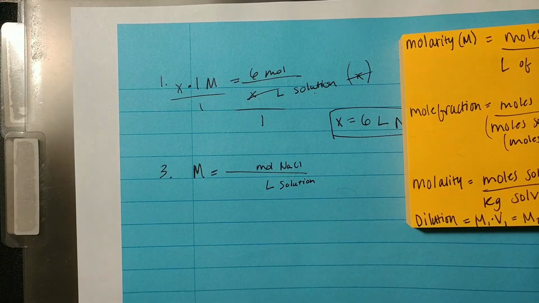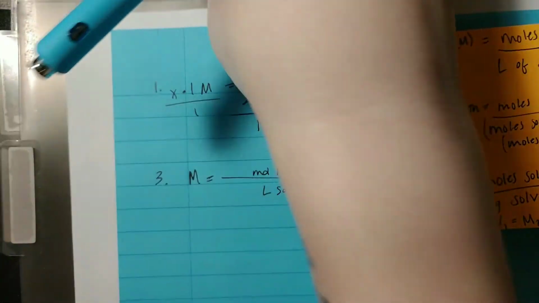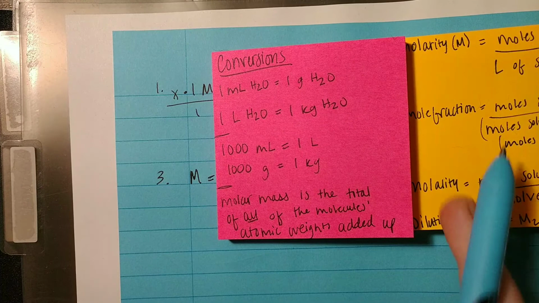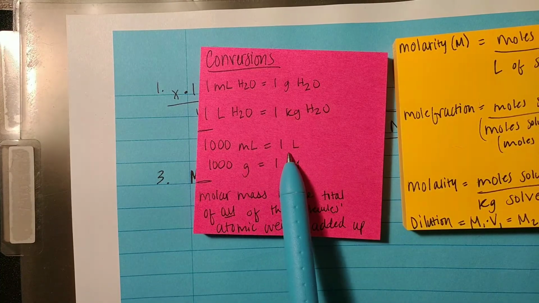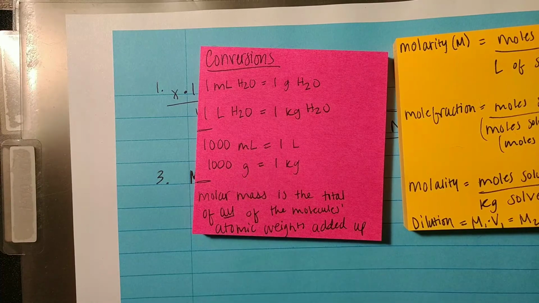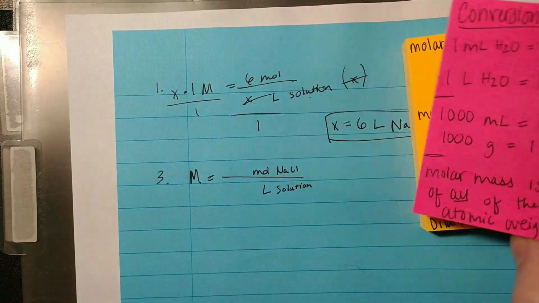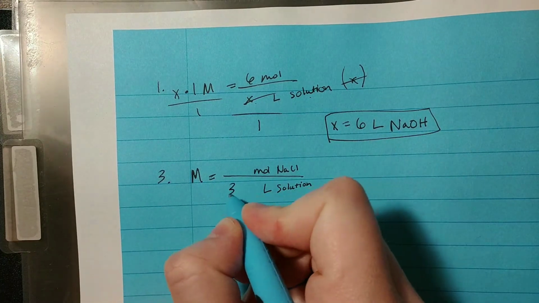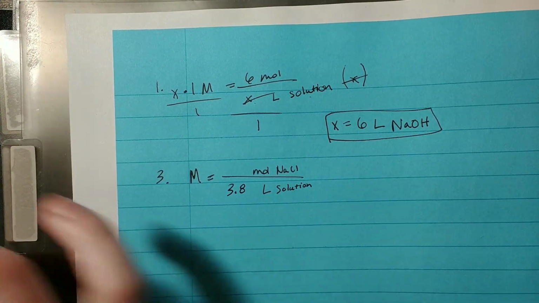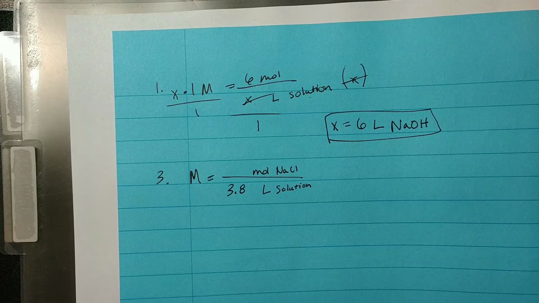And they give us milliliters. So I'm going to grab my conversion sheet. My conversion sheet says that there are 1,000 milliliters in 1 liter. So if we take our 3,800 divided by 1,000, we're going to get 3.8 liters. And you'll get really good at this by the time this is over.